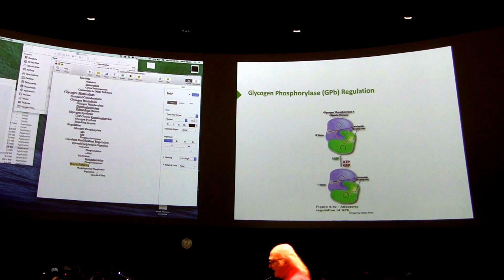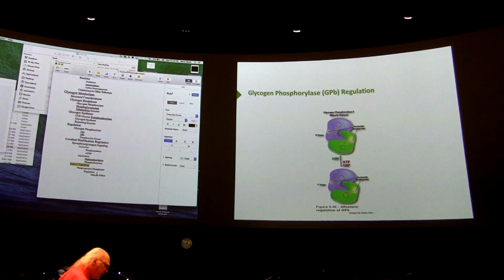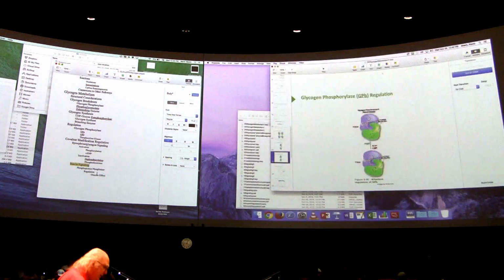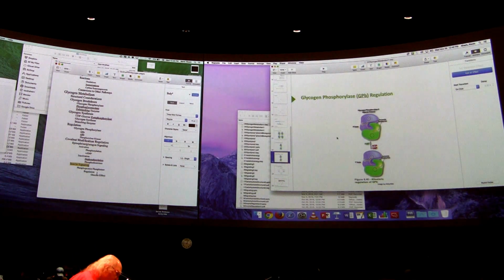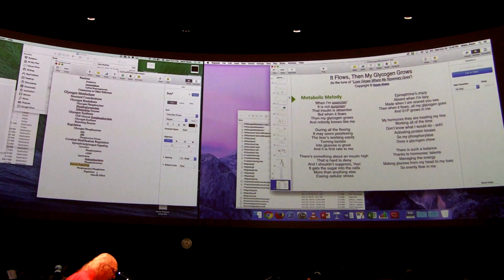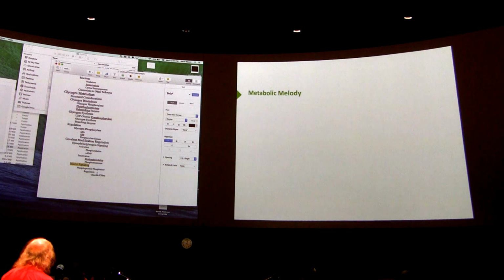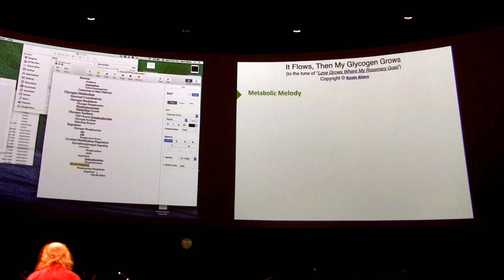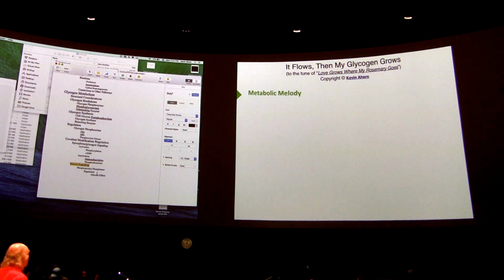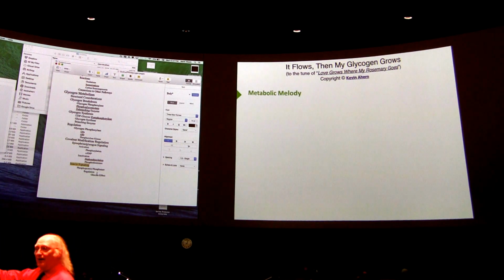Okay. Well, I've got a song today that is a song I've never sung to a class before. You guys are going to be the guinea pigs for this. It's a very difficult song to sing, and I don't have a recording of it, which means yours truly is going to have to sing it because I doubt anybody in here knows the song either. So please bear with me. The title of the song is It Flows, Then My Glycogen Grows, and it's to the tune of an old 70s song called Love Grows Where My Rosemary Goes. Has anybody in here actually ever heard that song? Okay. Maybe you can help me. All right. Sing loud.